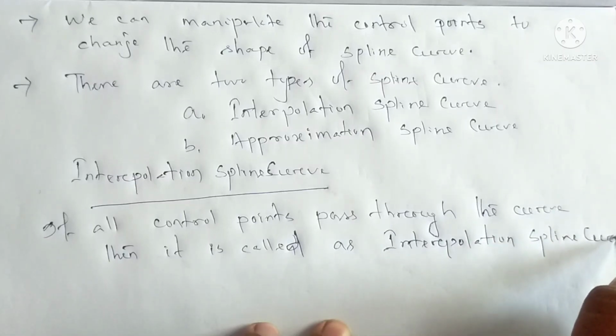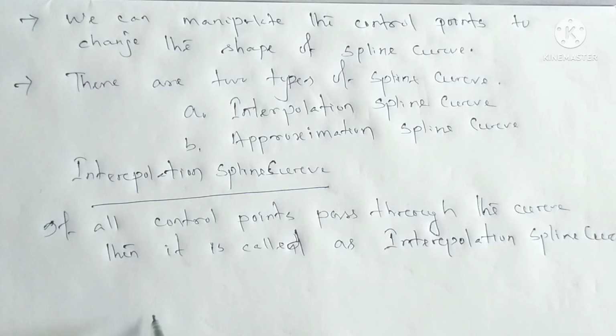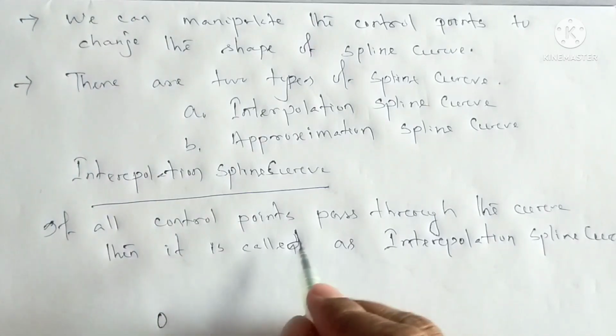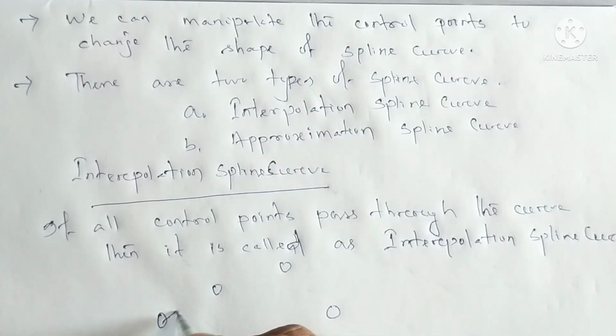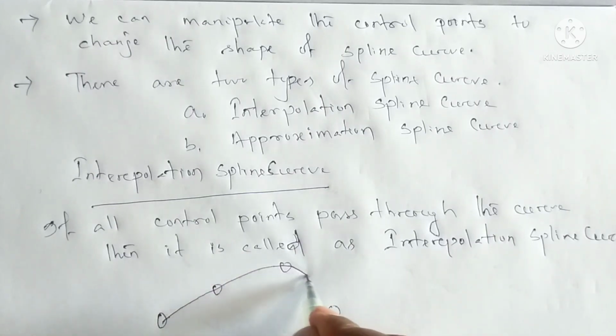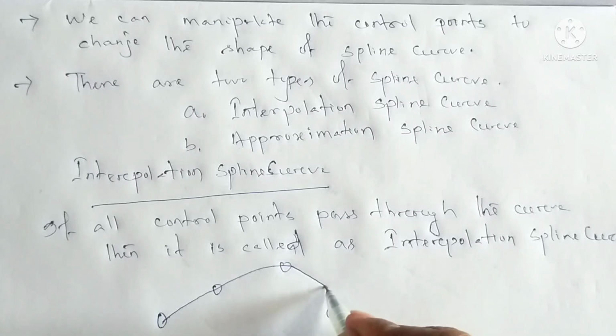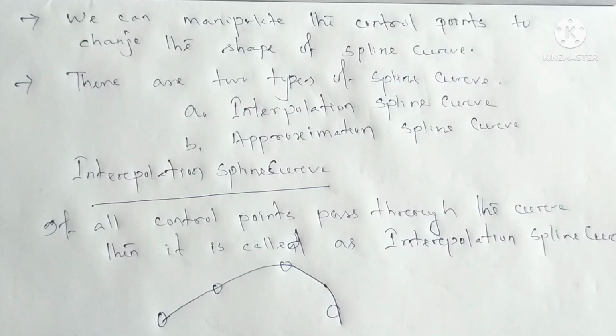For example, just think about, we have certain points. So now the curve passes through all the points. Then we can say that it is interpolation spline. So this is your P1, let's say this is your P2, let's say it is P3, let's say it is P4, and so on.